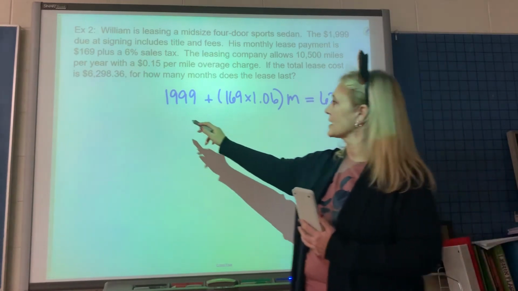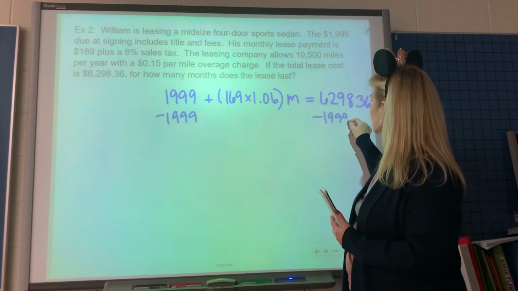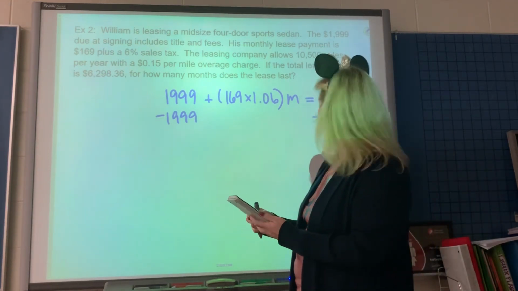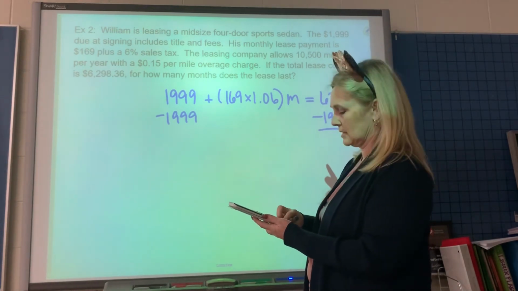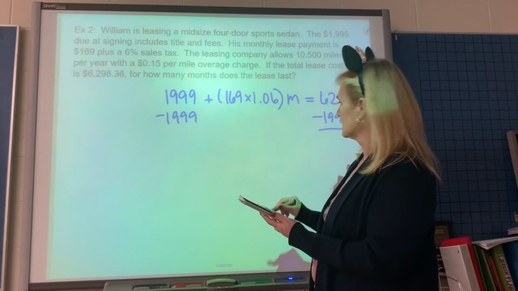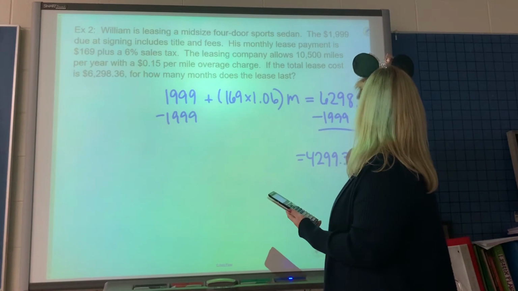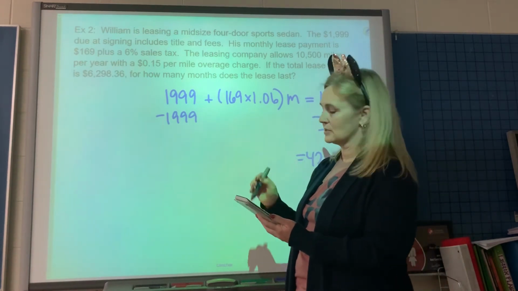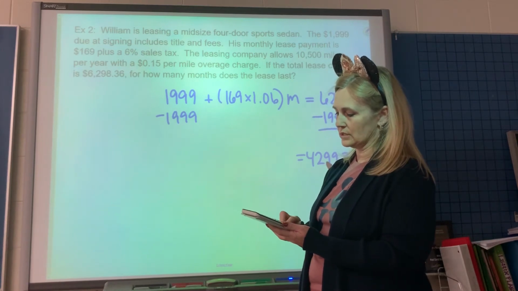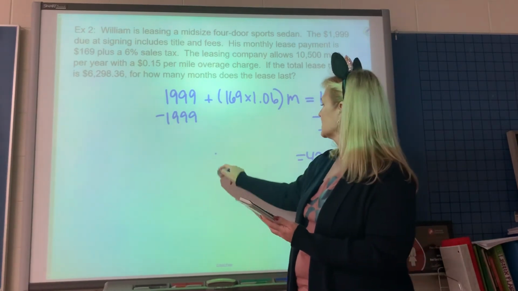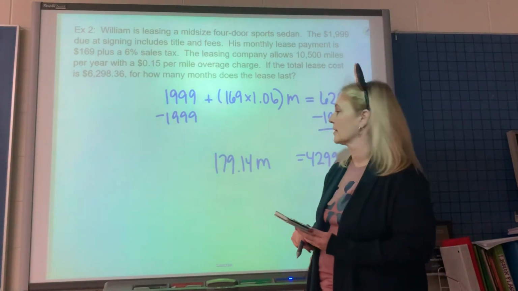First thing you want to do is subtract off the $1,999, the deposit amount that he paid. Let's see what that would be. $6,298.36 minus $1,999 is $4,299.36. And I'm going to go ahead and find out what the monthly cost is with the tax. So $169 times 1.06 means he's paying $179.14 for every month that he is leasing that car. We're trying to find that.